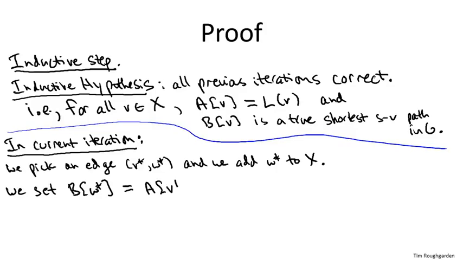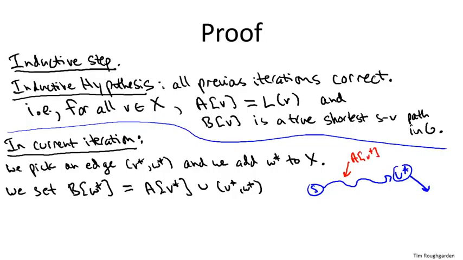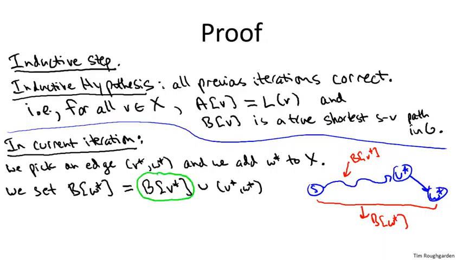By the definition of the algorithm, we assign as a purported shortest path from S to W star the previously computed purportedly shortest path from S to V star, and then we tack on the end the direct arc V star W star. So pictorially, we already had some path that started at S and ended up at V star, and then we tack on the end this arc going to W star in one hop. And this whole shebang is what we're going to assign as the path for W star.